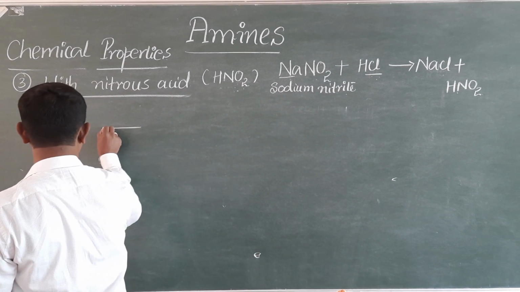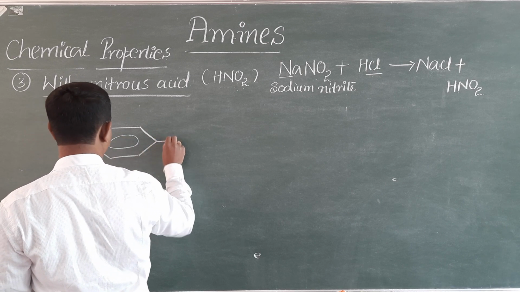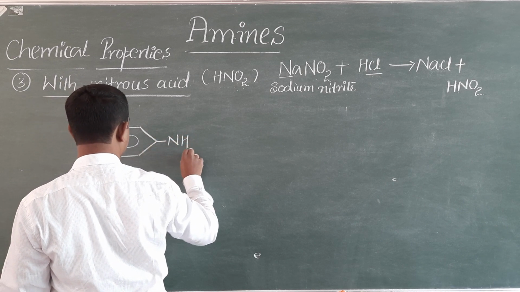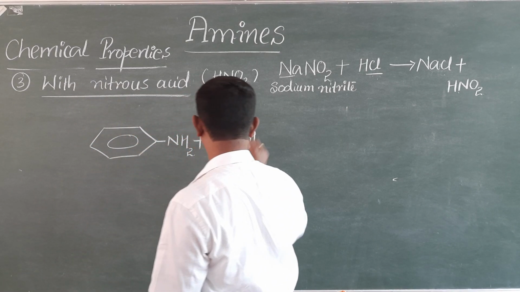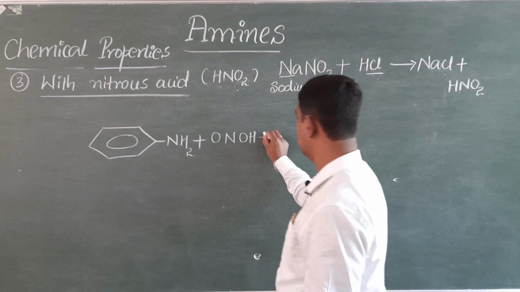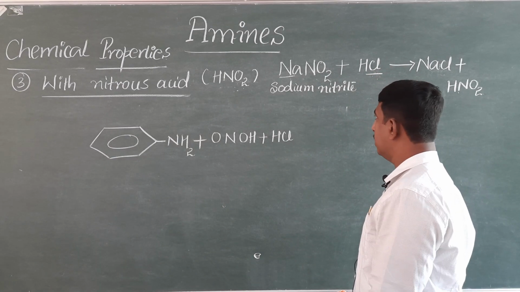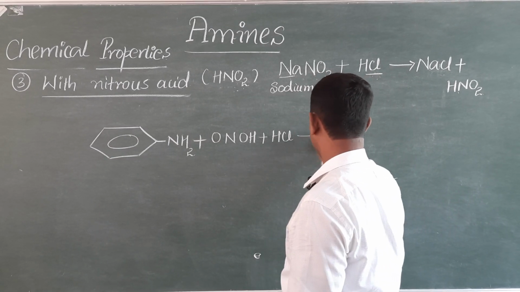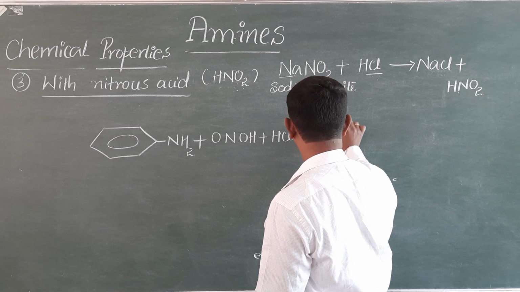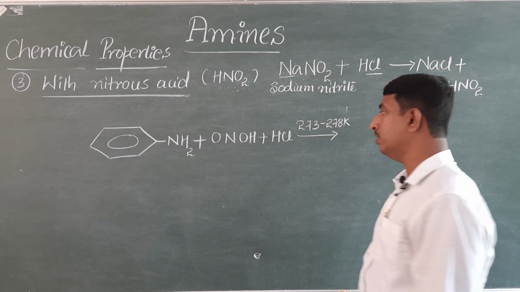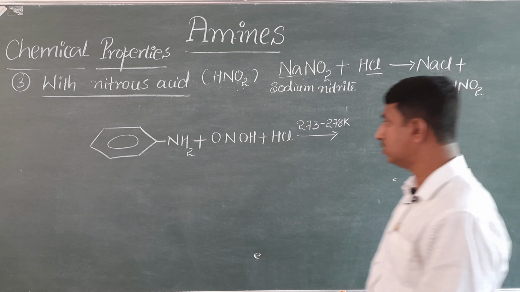Aniline reacts with nitrous acid plus HCl, because this compound is produced by the reaction of NaNO2 plus HCl at a low temperature, that is 273 to 278 Kelvin, or 0 degree to 5 degree Celsius.